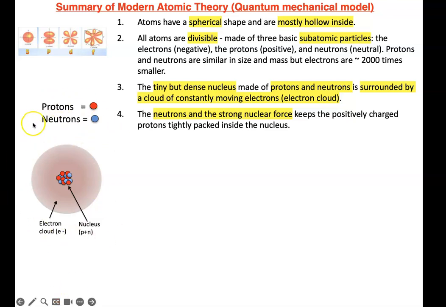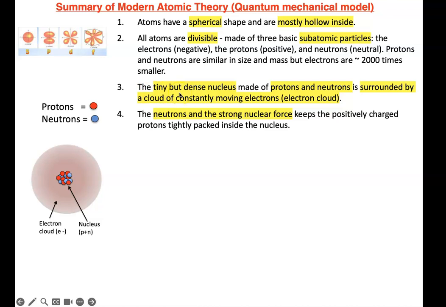Here's a model of the atom based on the quantum mechanical model. Protons in red, neutrons in blue. They're actually colorless. Atoms are spherical and mostly hollow inside because of the electron cloud. Atoms are divisible, made up of 3 subatomic particles: the electrons that are negatively charged, protons that are positively charged, and neutrons that are neutral. Protons and neutrons are similar in size and mass, but electrons are 2000 times smaller.